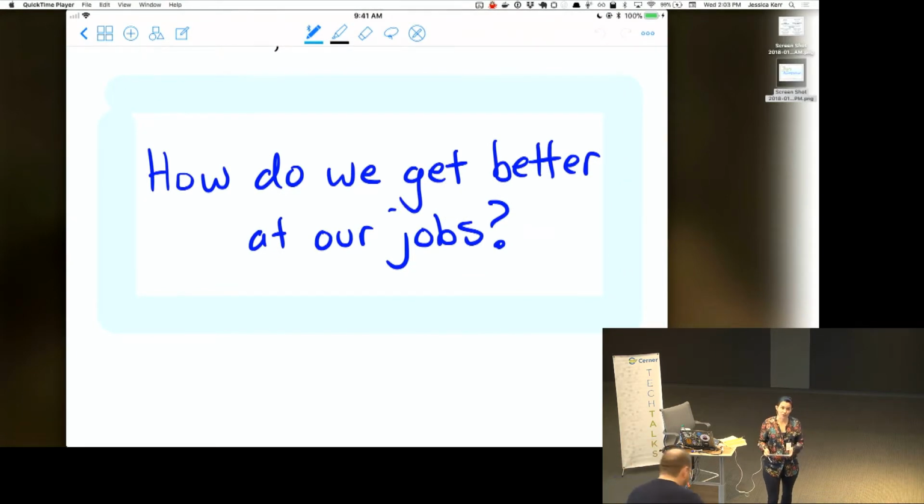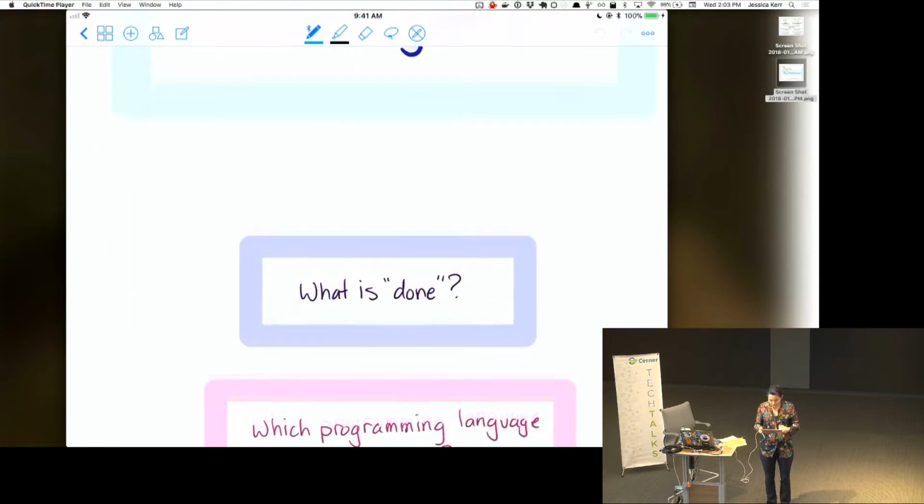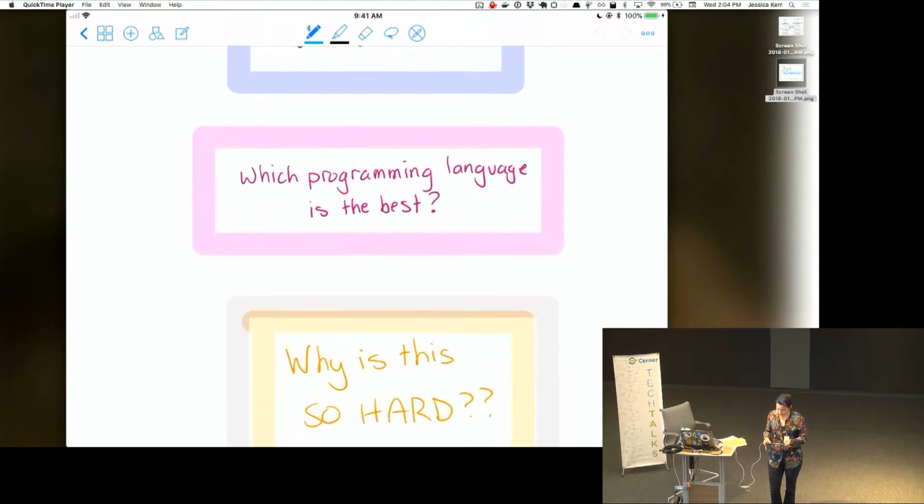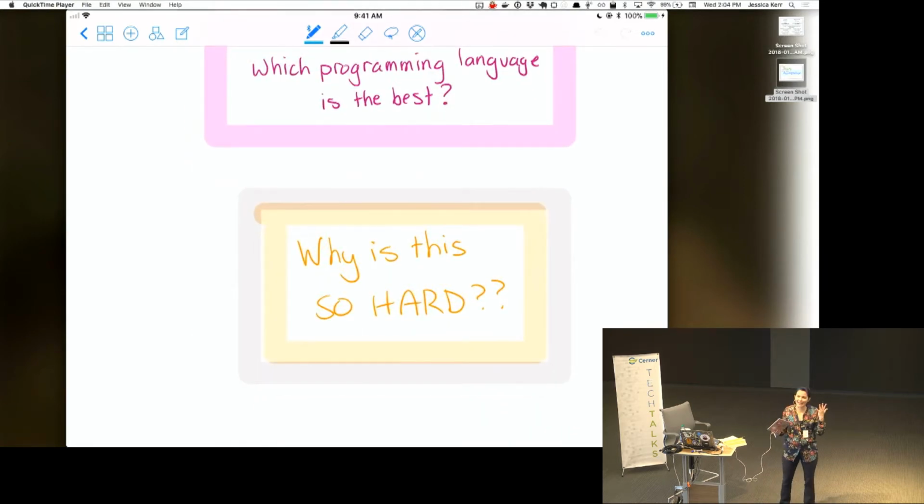What I really want to get to is how do we get better at our jobs? Hint, it's not just going faster. Along the way, we'll answer these other compelling, enduring questions in software, such as what is done and which programming language is the best? And the one that eats me at night, why is this so hard?